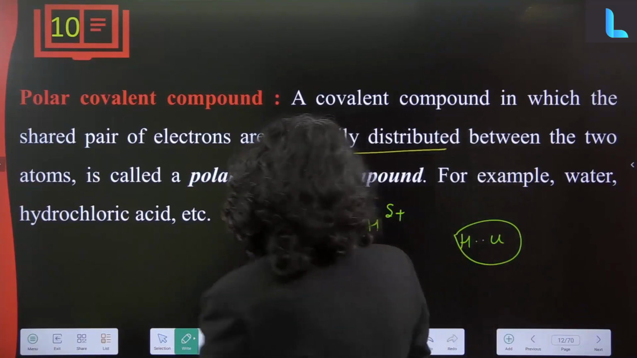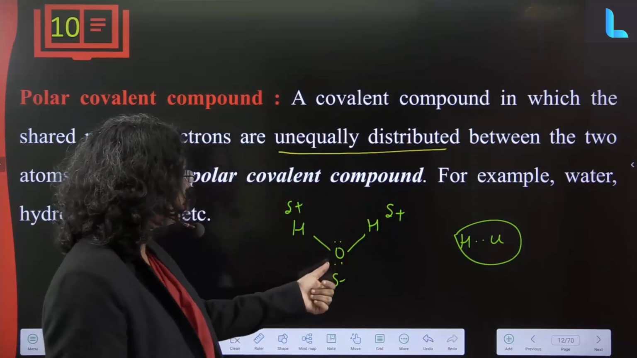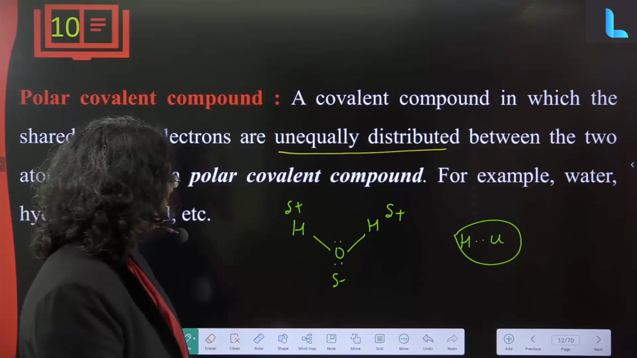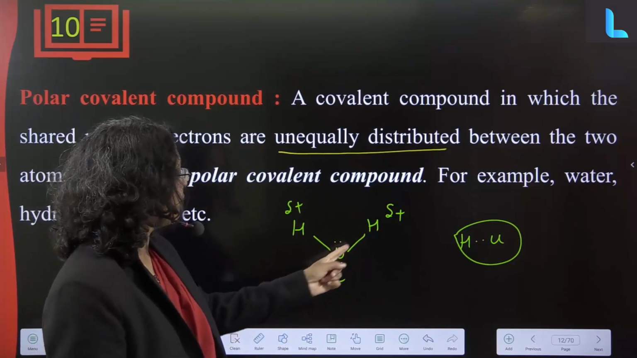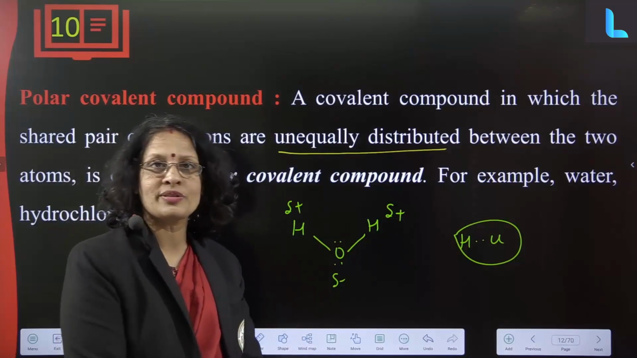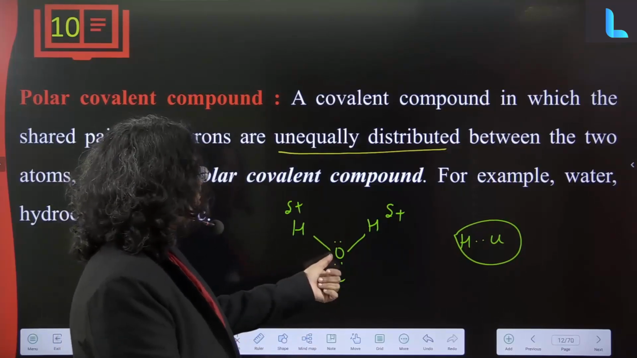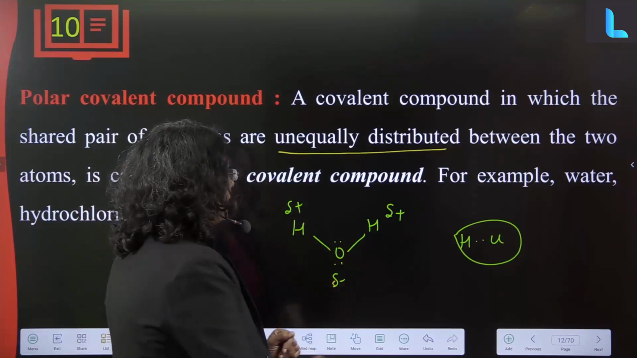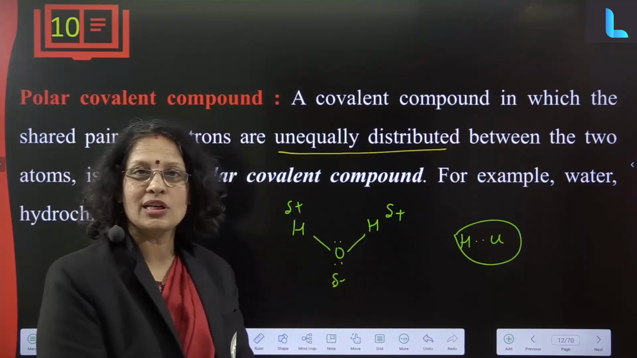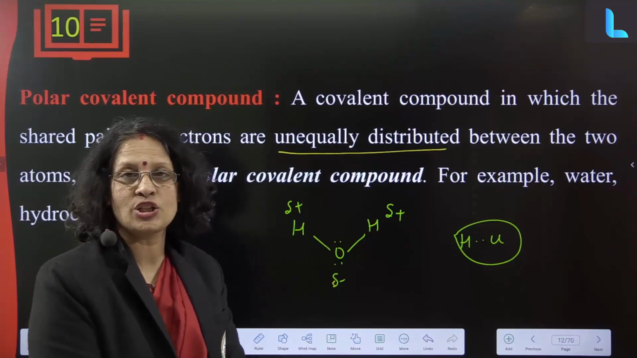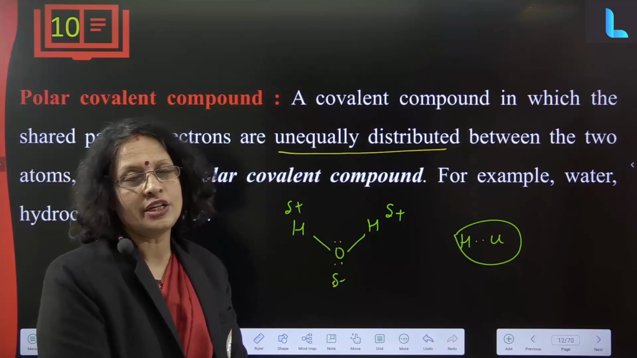For example, if we say water molecule, in the outermost orbital of oxygen there are 6 electrons. So 1 electron is shared with each hydrogen, and there are 2 sets of lone pairs present on the oxygen. Now oxygen is more electronegative, so it acquires a delta negative charge, and hydrogen is less electronegative, so it acquires a delta positive charge. Delta is for partial charge, partial positive and partial negative.